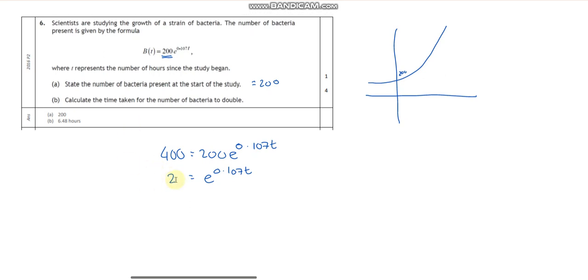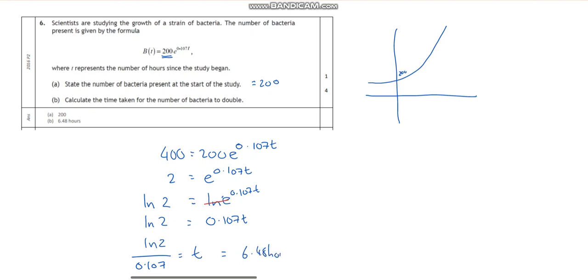And how do I possibly get this away from the power? Well, we use our logs, so we can use the power law. If I take logs of both sides, I'm taking the natural log of both sides. So that's e to the 0.107t. And by doing that, the log and the exponential cancel. So I'm left with natural log 2 is 0.107t. Rearrange that, so I'm dividing by 0.107. That's going to give me t. Try that in your calculator, it should come out as 6.48 hours.